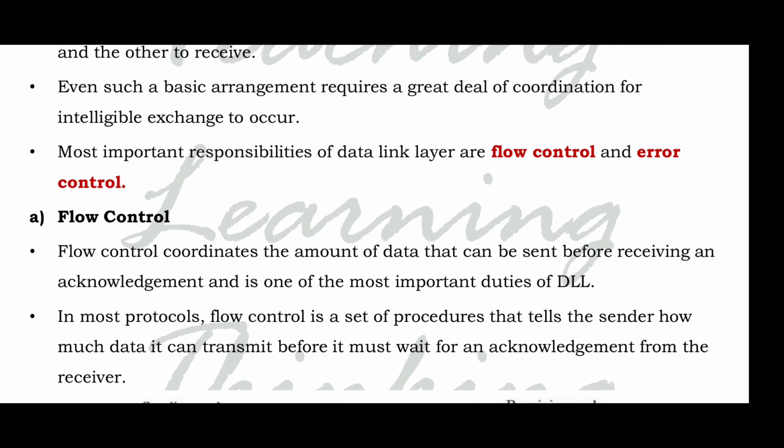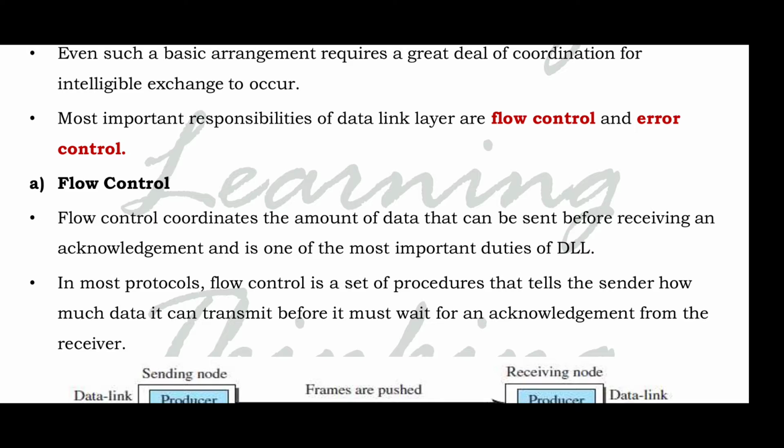Flow control coordinates the amount of data that can be sent before receiving an acknowledgement, and is one of the most important duties of the DLL. DLL means data link layer. In most protocols, flow control is a set of procedures that tells the sender how much data it can transmit before it must wait for an acknowledgement from the receiver.